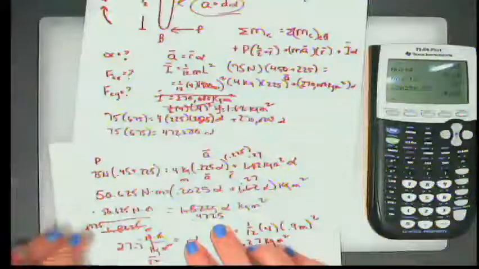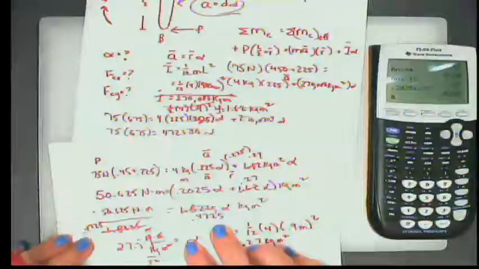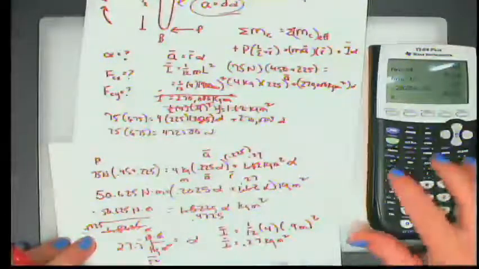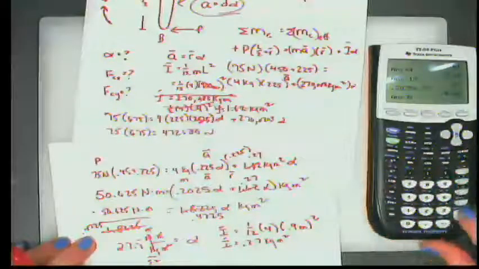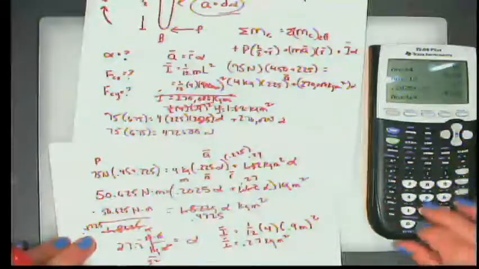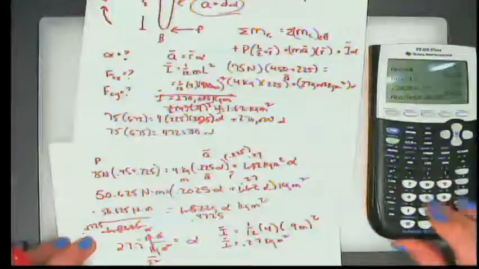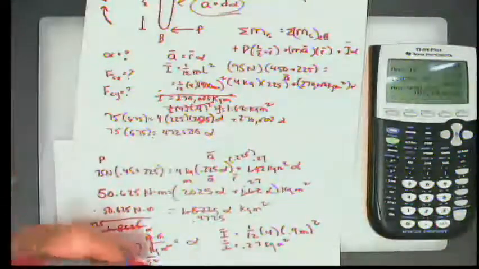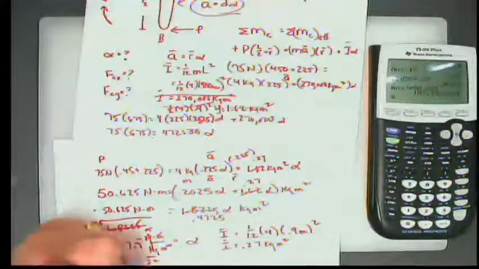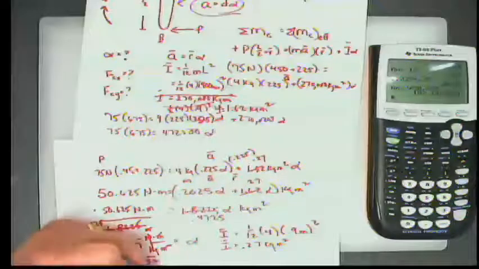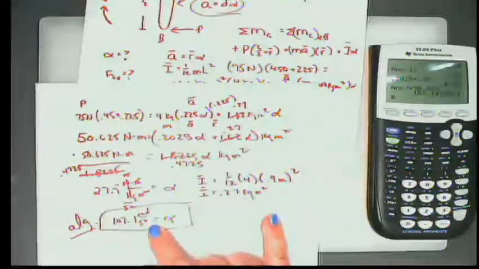So I divide this by 0.4725. Let's have something funky here. 1 over answer times 50.625 is 107.1 radians per second squared. All right, that actually looks correct.